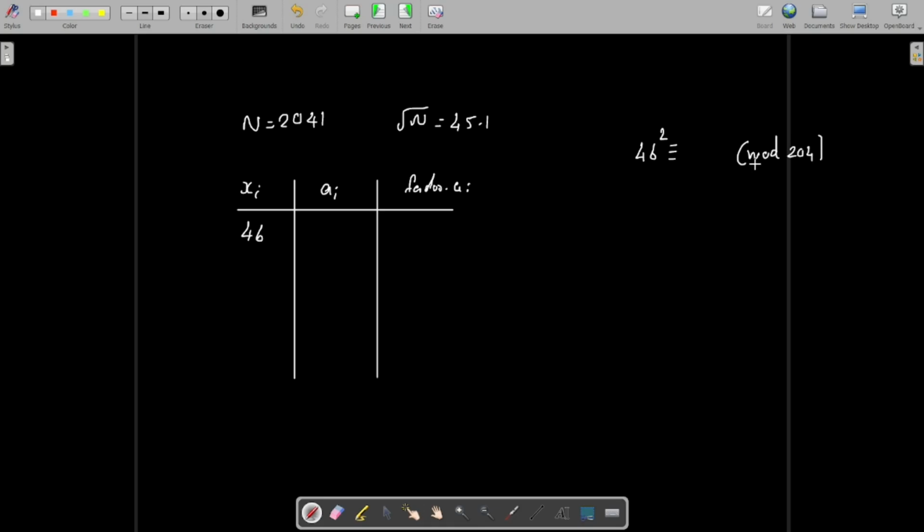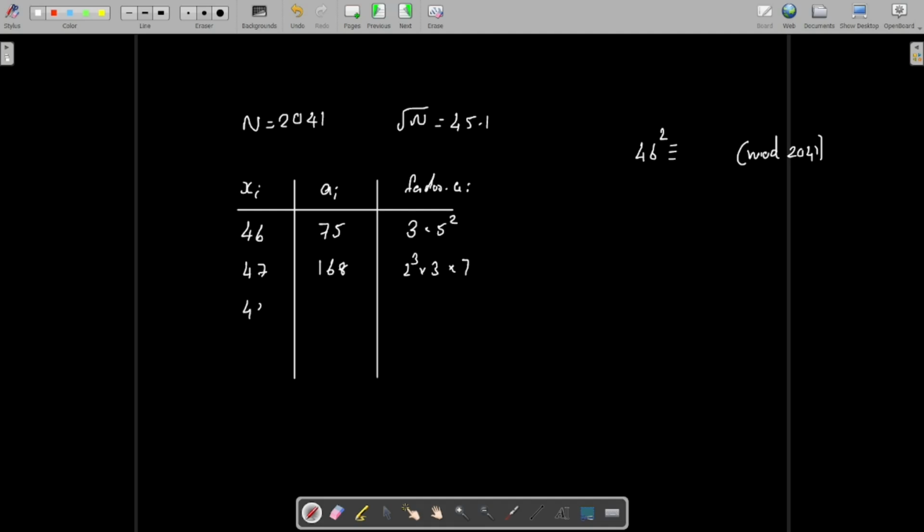This is what we first want to find. So we'll find 46 square, divide the number by 2041 and find the remainder. We'll get the remainder as 75. Then we have to factorize this 75 into its prime factors. So this is 3 into 5 square, 25 into 3, that is 75. Next number is 47. Then the remainder when divided by 2041 is 168. Its prime factorization becomes 2 cube into 3 raised to 1 into 7 raised to 1.